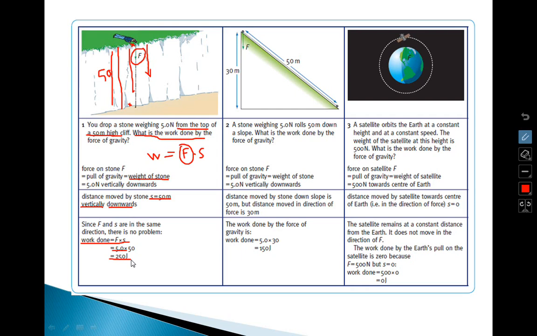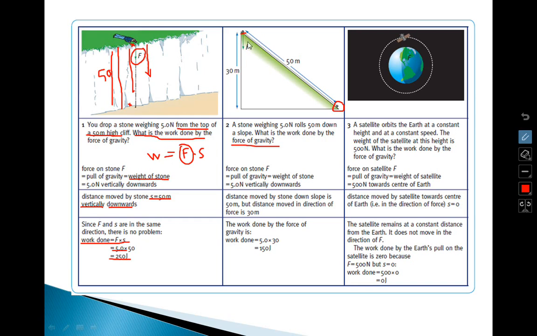Now example number 2 is a bit different, slightly different from number 1. Here a stone weighing 5 Newton rolls 50 meter down a slope. Down a slope is not in a vertical way. So the stone is moving from this point here to this point here with a distance of 50 meter down a slope. What is the work done by the force of gravity?